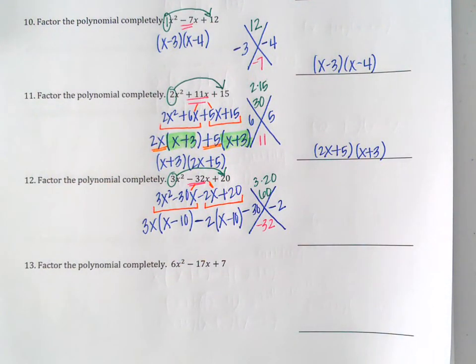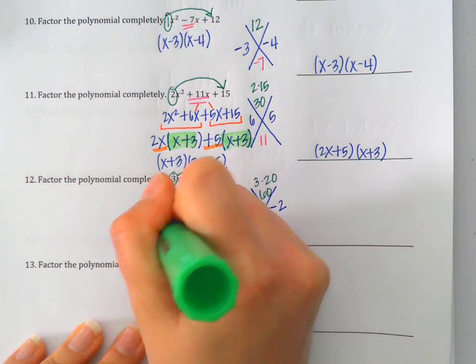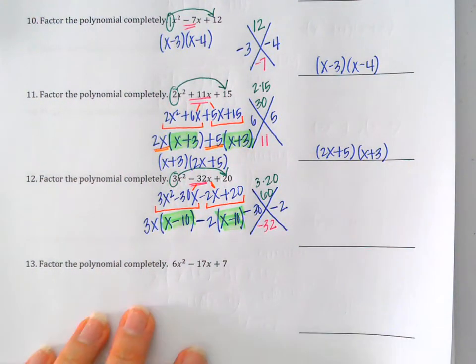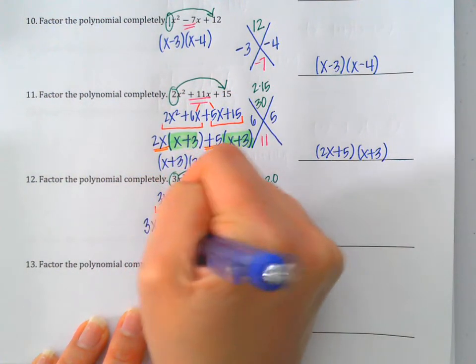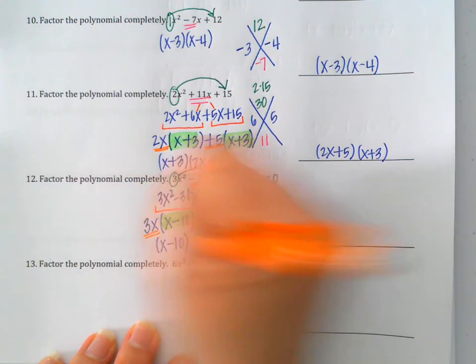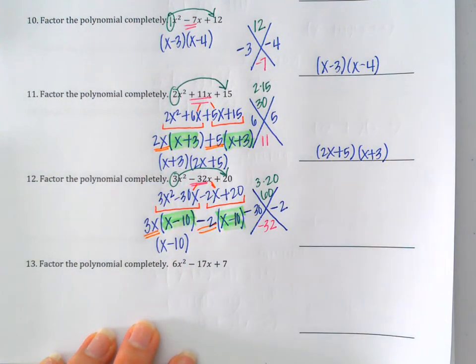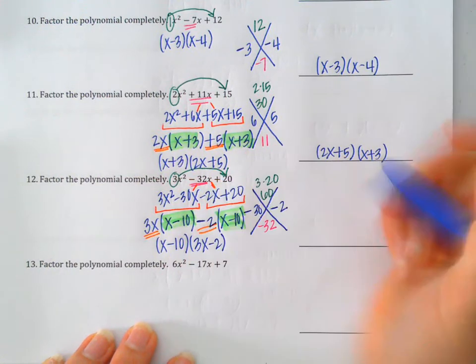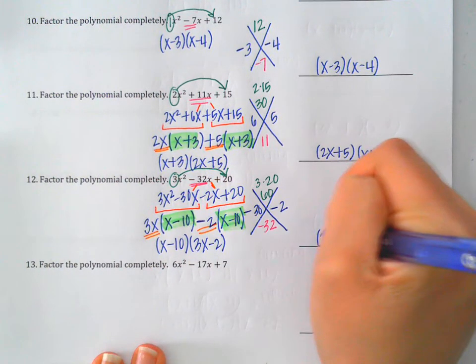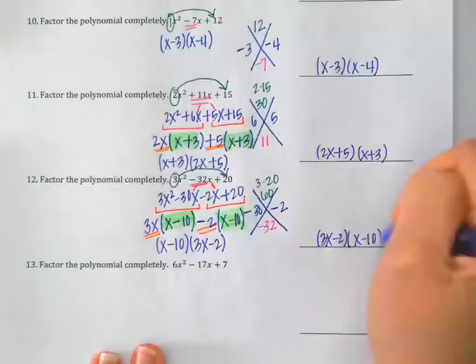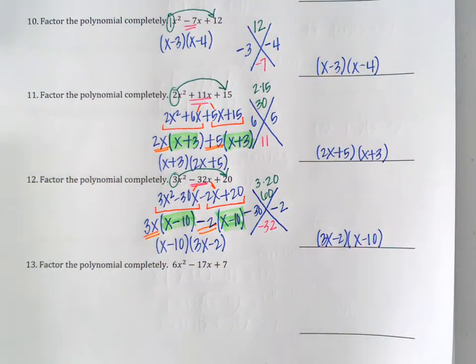So I make sure, are these the same? x minus 10, x minus 10, we're good. Those are the same. So I write that as 1, and then what's left? 3x minus 2. So remember, you guys can write your answer any way that you want. Whatever parentheses can go in front.